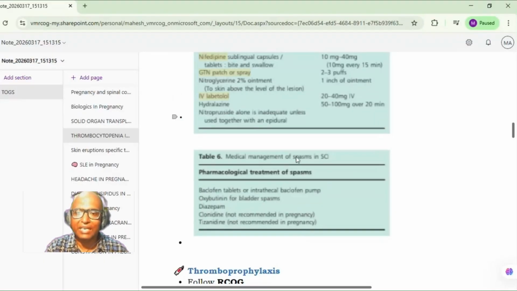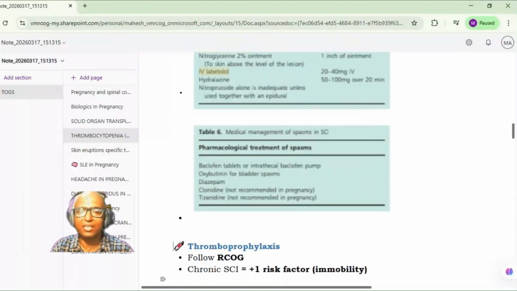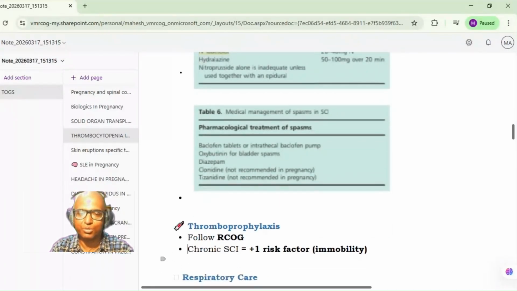Okay, so medical management of the spasms in these patients: baclofen tablets or intrathecal baclofen pump, then oxybutynin for bladder spasms, diazepam. Clonidine and tizanidine are not recommended in pregnancy. So this treatment also you should remember from the SBA point of view. What is used for the bladder spasm? For bladder spasm, baclofen tablets or intrathecal baclofen pump can be used. Oxybutynin for bladder spasm can be used. Okay, so these are the medications which are used in this patient.